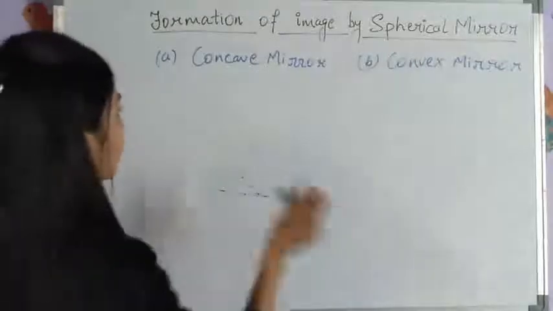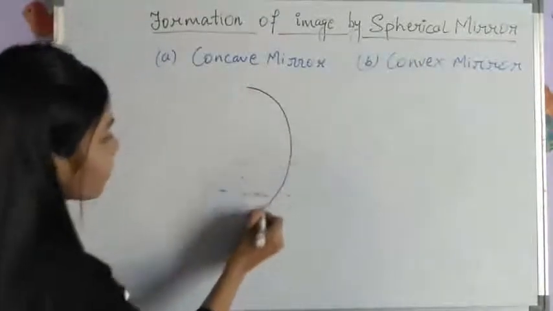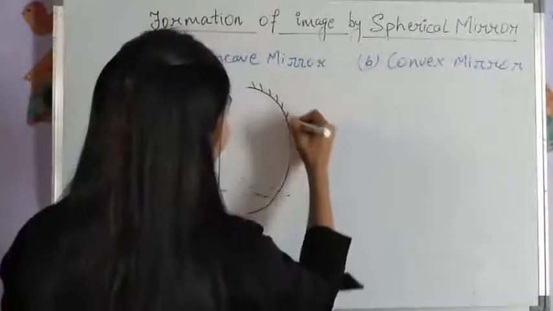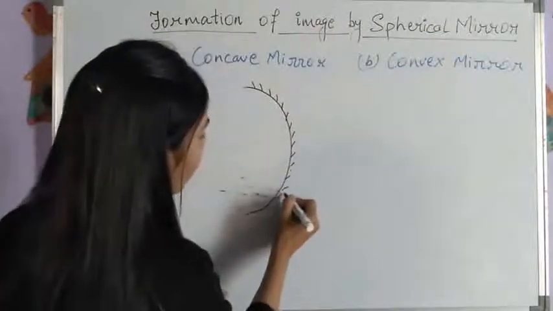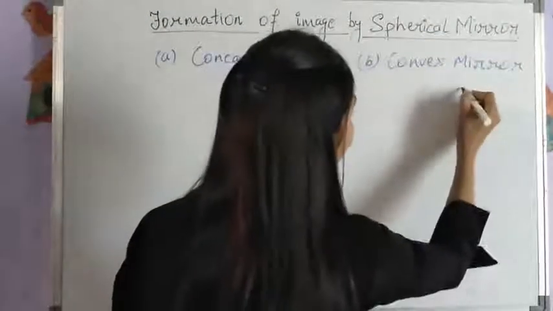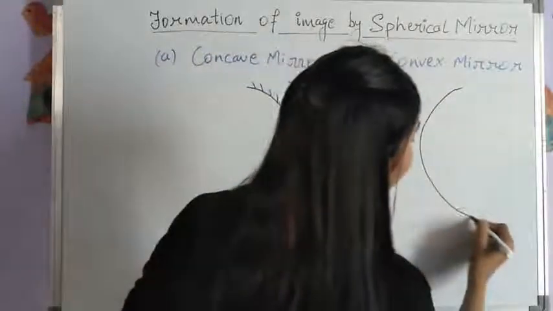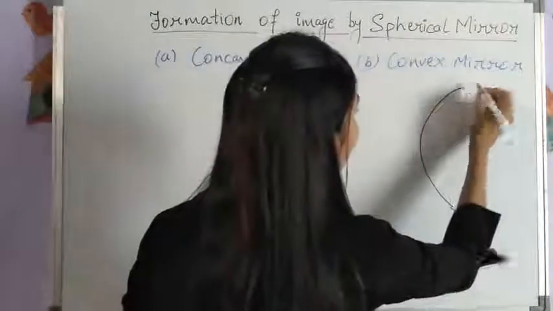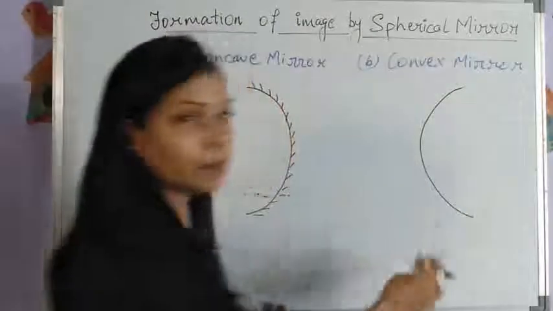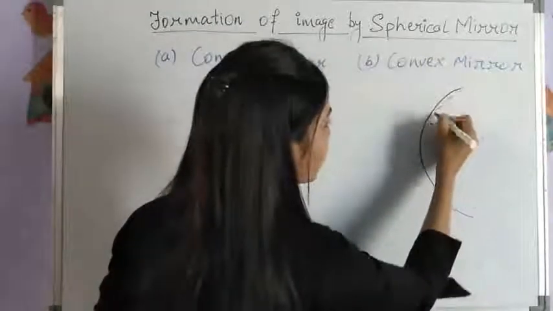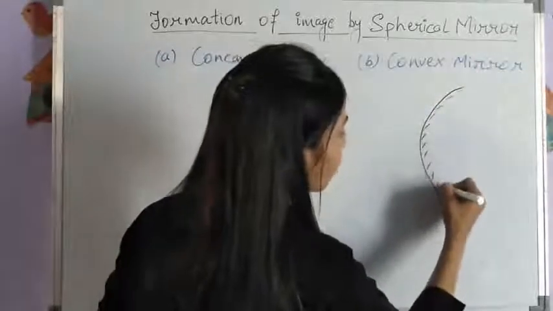How do they look like? A concave mirror is a mirror whose reflecting surface is curved like this, curved inward. Okay, so this is the basic difference between these two mirrors. Whereas in convex mirror, this is also a curved mirror. It also forms the part of a sphere, but here the reflecting surface is curved outward. It is bulging outward. Whereas this portion is the painted part of this mirror. This is the non-reflecting part.